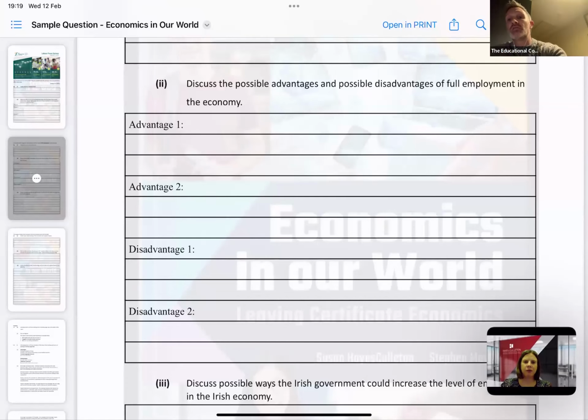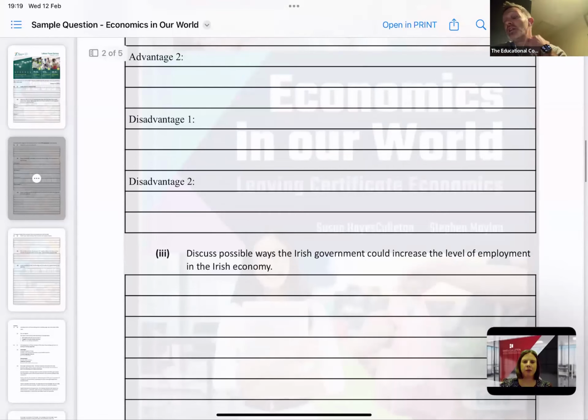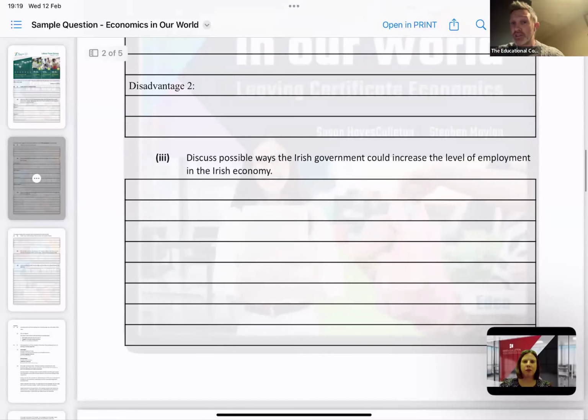So again, that question kind of replicates that in B2. And then the final one: discuss possible ways the Irish government could increase the level of employment. But that's what I was talking about a while ago. I've left this free, so again, you see the lines there. And again, students have to navigate through: is it 1 point? Is it 2 points? Well, you're definitely looking for 2 points here, given the spacing. So we have 1, 2, 3, 4, 5, 6, 7, 8 lines here, definitely looking for 2 points.